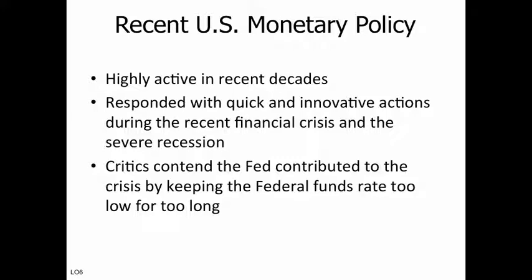Critics of the Fed would contend, though, that the Fed themselves actually contributed to the recession by, prior to the recession, keeping the federal funds rate too low for too long. Essentially, one of the big criticisms is that one of the reasons why we had this housing market bubble was interest rates were too low for too long, encouraging people to borrow too much money and, essentially, therefore, buying perhaps a second home or a home of greater value than perhaps they could afford, which caused the problem in the first place.